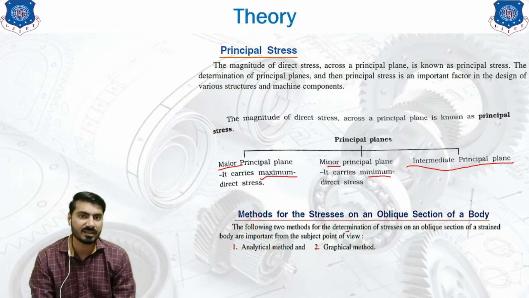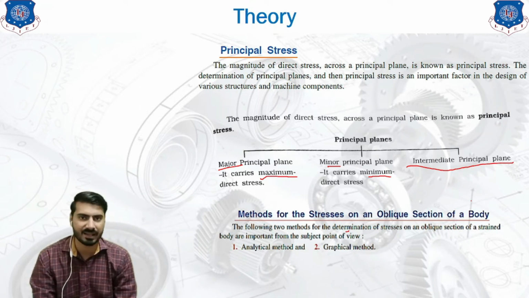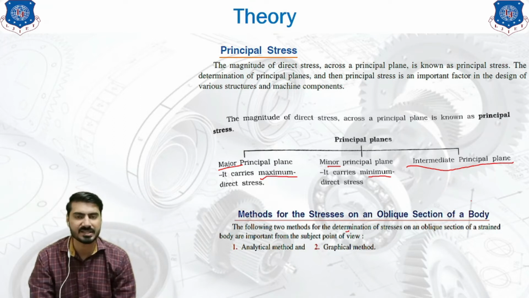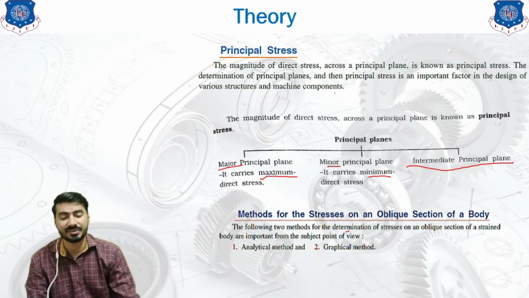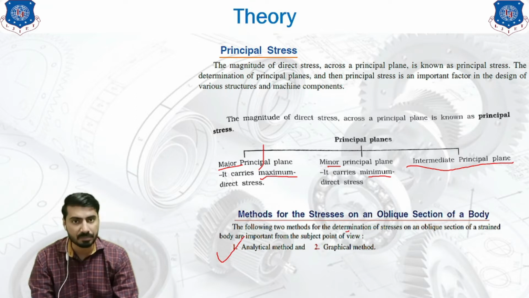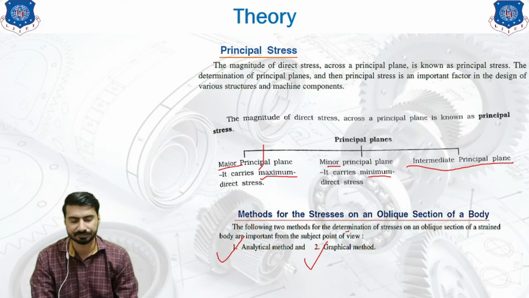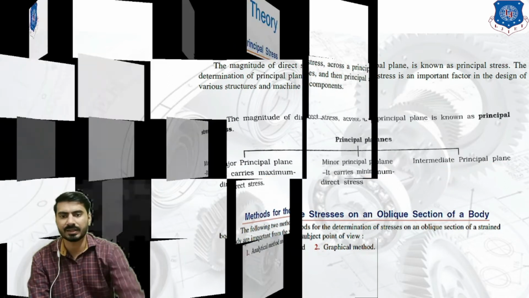So there are basically two methods. The first one is obviously an analytical method, and the second one is the graphical method. In this chapter, we are going to understand only the analytical method. In the next chapter, we will understand the graphical method, which can be utilized using the Mohr circle. So Mohr circle is our graphical method.